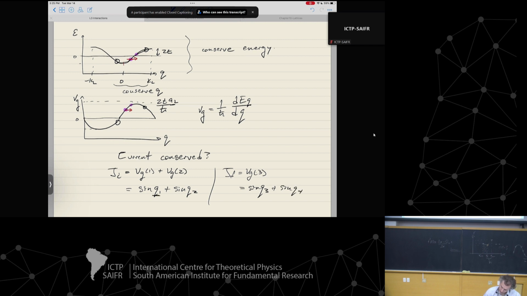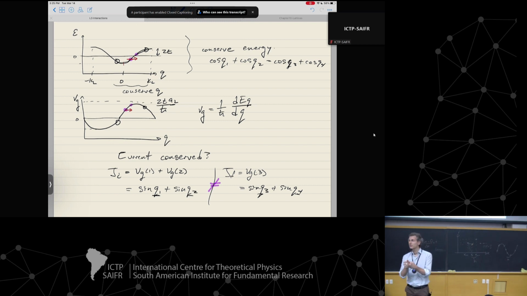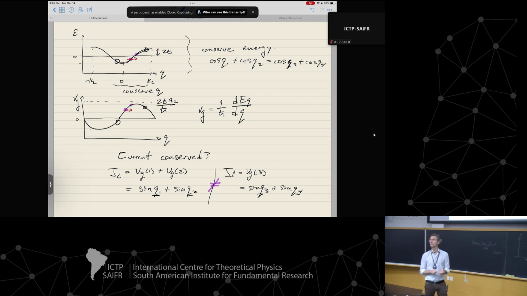So even if these add up to the same value, and I conserve energy, which says that the cosine of Q1 plus cosine of Q2 is equal to cosine Q3 plus cosine Q4, there's no reason for those two things to be the same anymore. So the collision in the lattice doesn't conserve current anymore, doesn't conserve the total velocity of all the particles. They have this funny relationship to momentum, which is not linear anymore.